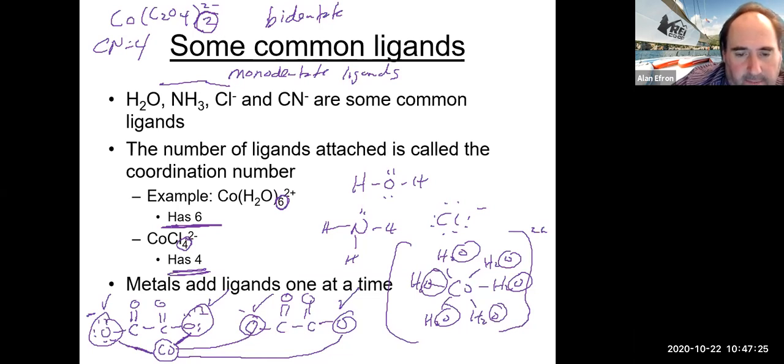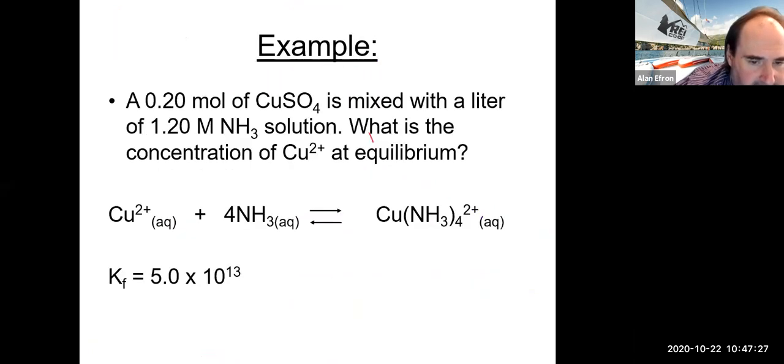Okay, so let's talk more about the calculation part here. So let's say that we want to figure out, if we mix together 0.2 moles of copper 2 sulfate with a liter of 1.2 molar ammonia, what is the concentration of copper 2 at equilibrium?